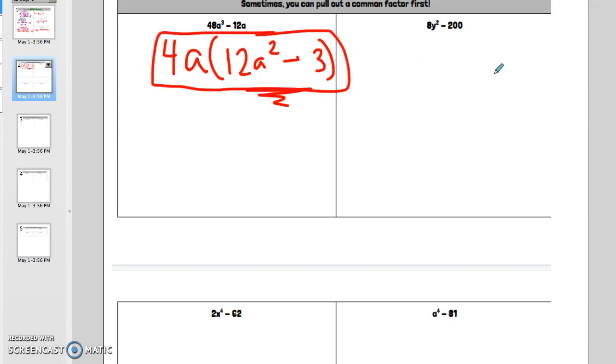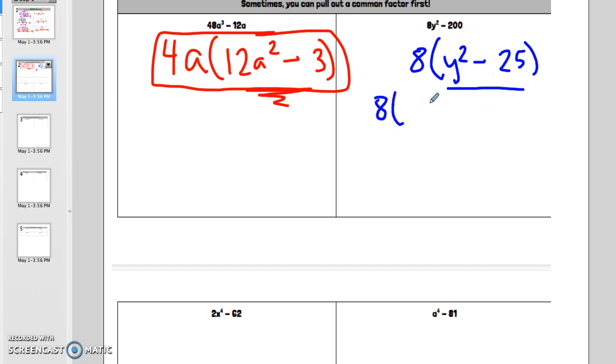Ones like that are really nice. As we look at this next one, there's a little bit more to it. But you're still going to do this first step first. What can I pull out of here? I can pull out an 8. So when I pull out an 8, I'm going to be left with y squared. And if you do 200 divided by 8, you're going to be left with 25. Now, as you're looking at this inner piece, something should stand out to you. This is a difference of squares. These are both perfect squares. Recognizing that is going to allow you to break this down into two factors as y minus 5 and y plus 5.